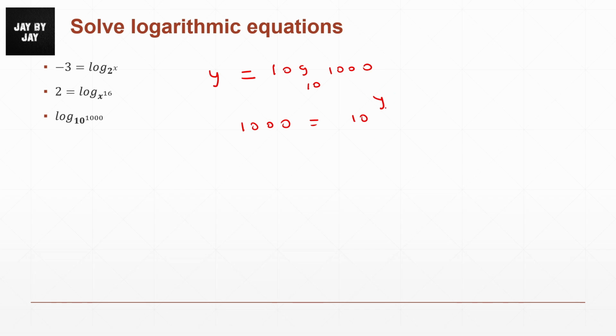So what is the y value here? It should give 1000, so y should be 3. If we put 3 here, 10 to the power 3, the answer will be 10 multiplied by 10 multiplied by 10. The answer will be 1000. So that's how we get 3.